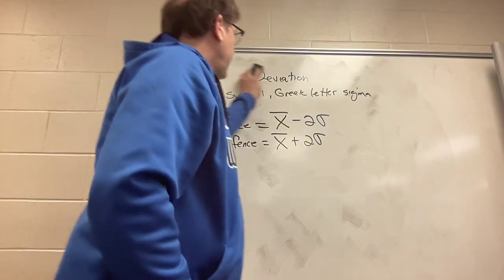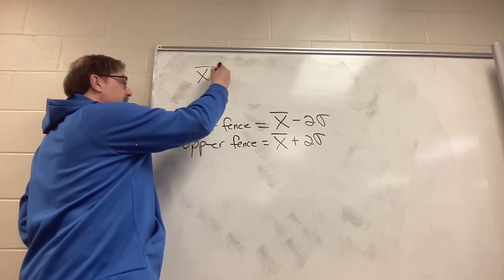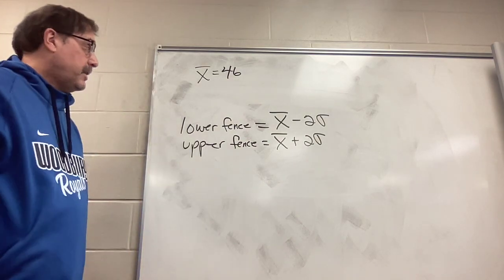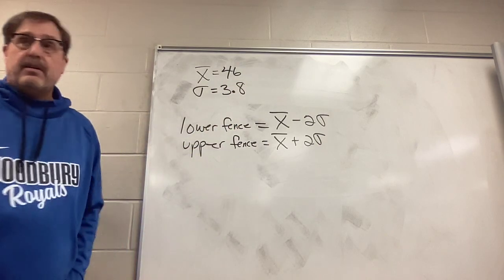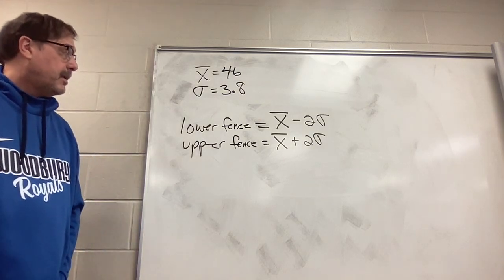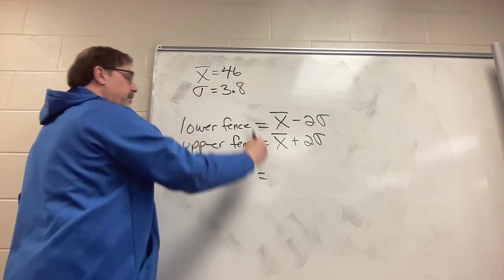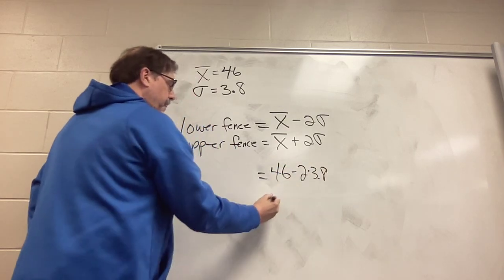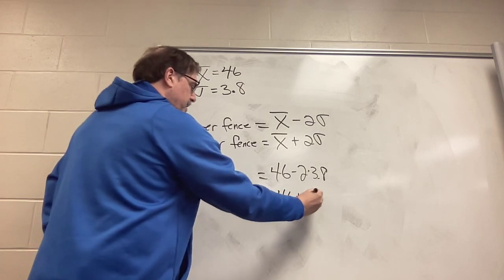Here's our example of the standard deviation method. It goes like this. Your calculator says the mean is 46. Your calculator says the standard deviation is 3.8. Yay, calculator. The lower fence is simply 46 minus 2 times 3.8. The upper fence is 46 plus 2 times 3.8.